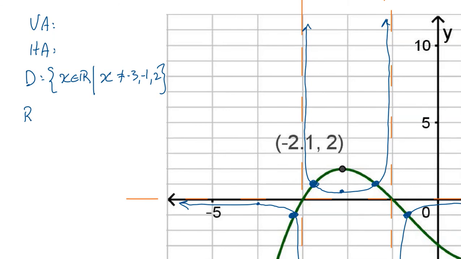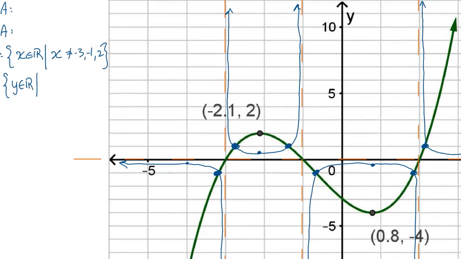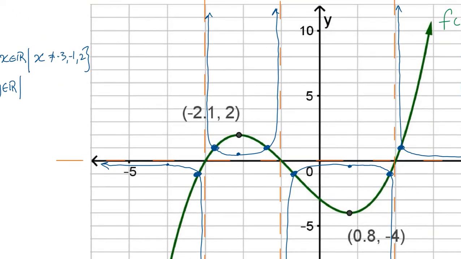How about the range? Anybody want to try the range? Think about what y values it can't be. Isn't it just can't be 0?